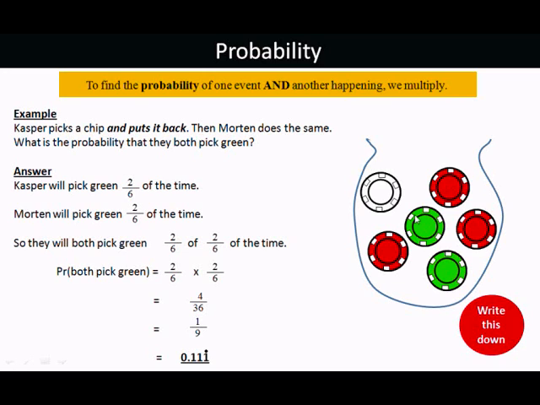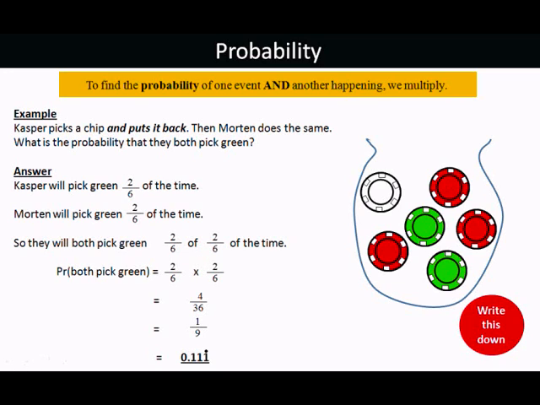Morton, it's the same for Morton. He's got 6 chips to pick from, 2 of them are green, so on average he'll pick green 2/6 of the time. So for them to both do it, that's got to happen 2/6 of 2/6 of the time, because they've both got to do it.